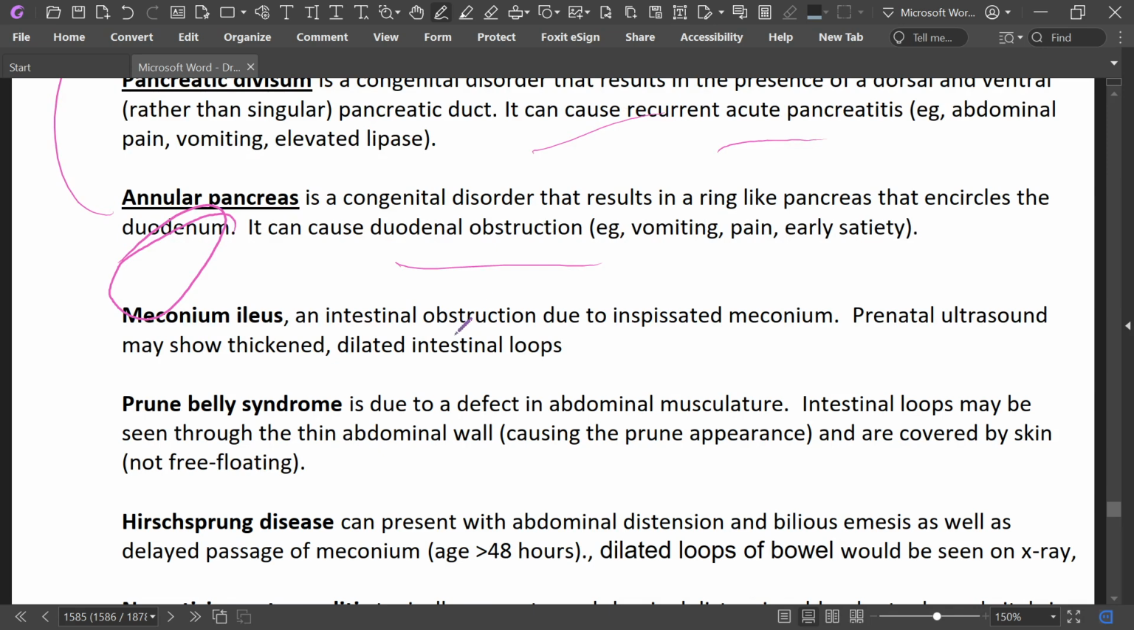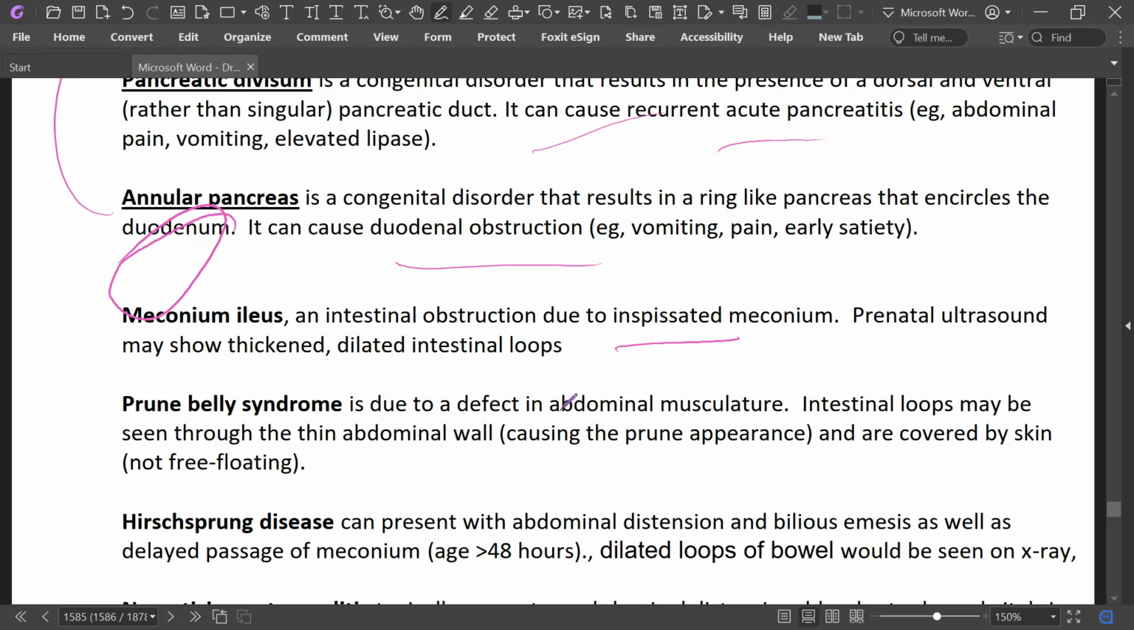Meconium ileus is intestinal obstruction due to inspissated meconium. Prenatal ultrasound may show thick, dilated intestinal loops.